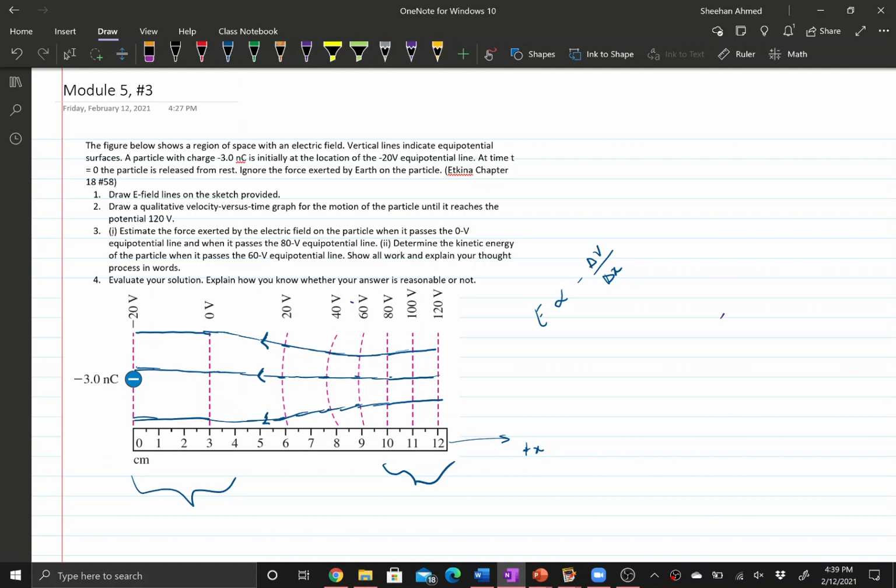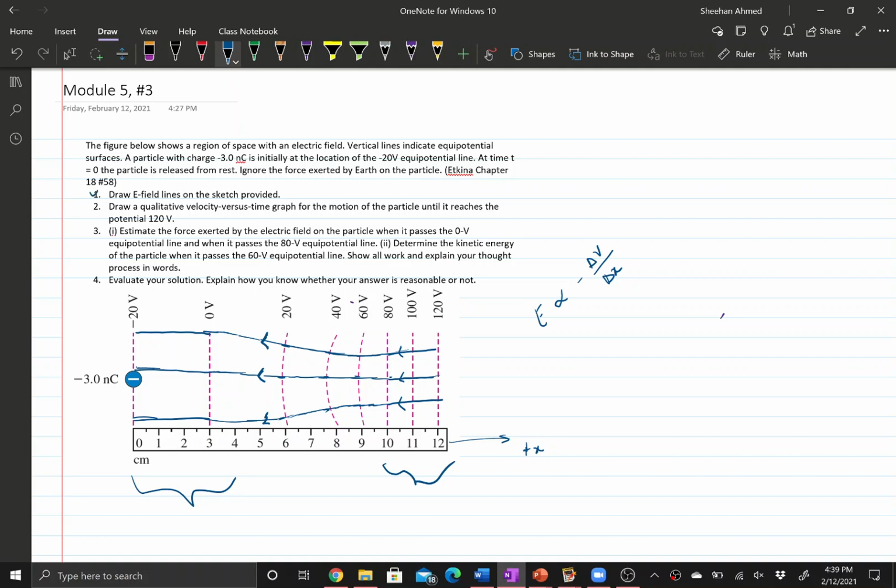Oh, the bottom one looks a bit fuzzy. Let me try to clean that up. There you go. The E field starts off strong on the right-hand side, and then gets a bit weaker on the left-hand side, and there's a transition point somewhere in the middle, around the 6 to 9 centimeter range. Okay, I think that does it for one.